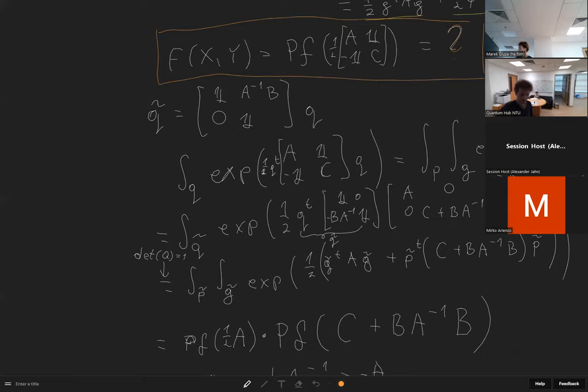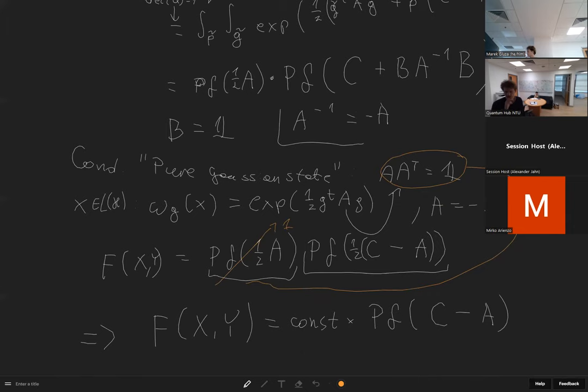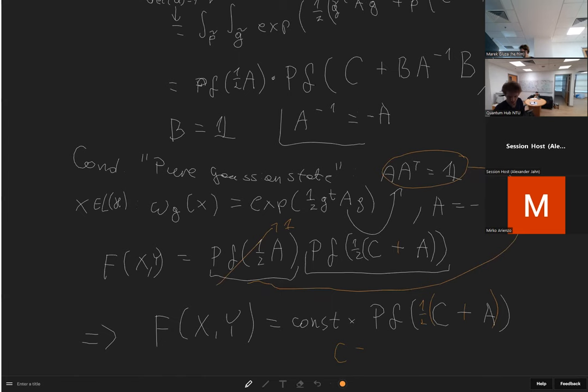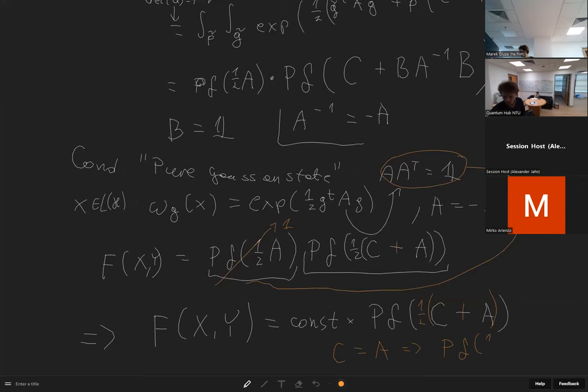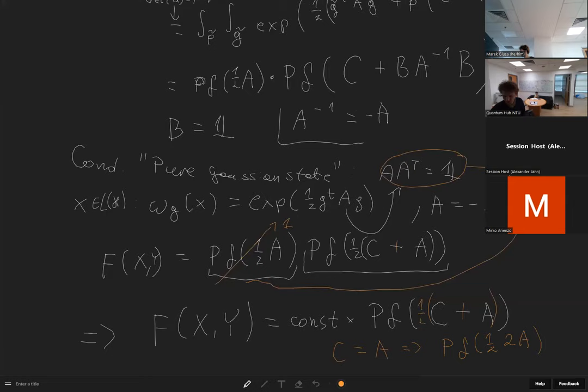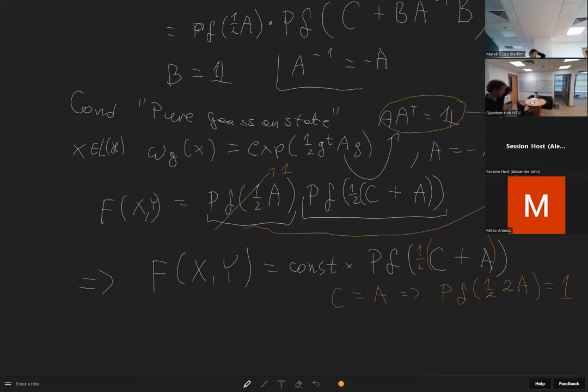I should get a plus, I think. So somewhere I messed up, and I think I should get a plus here. And then if I have 1/2 here, then we see that if C is equal to A, then we get Pfaffian of 1/2 2 times A. And A is already orthogonal, and we would get fidelity equals 1 when the two quadratic forms are the same. But somehow I'm shuffling the signs because I'm not exactly sure how those definitions were working today.